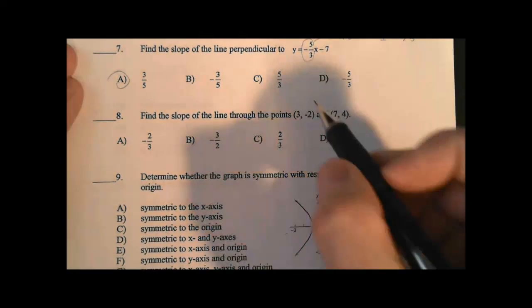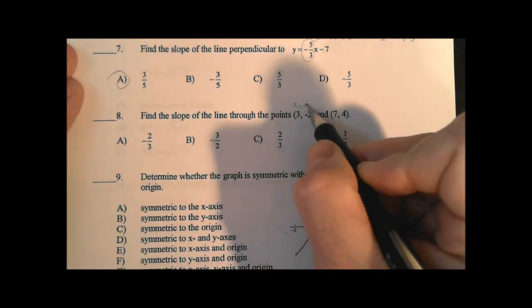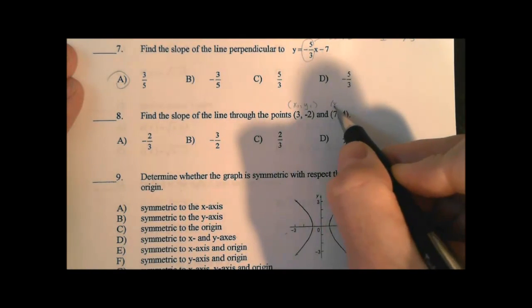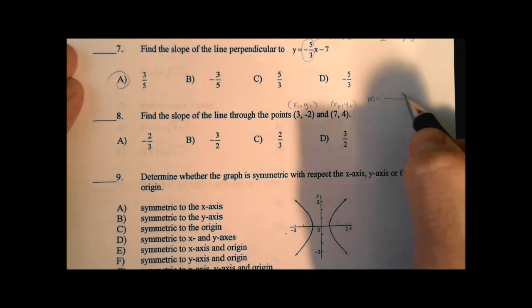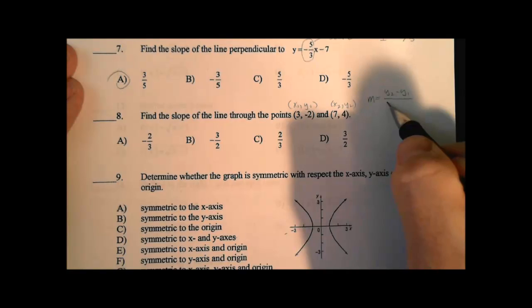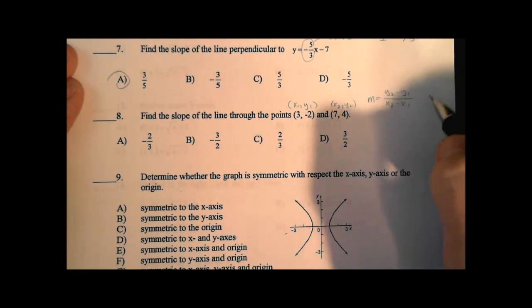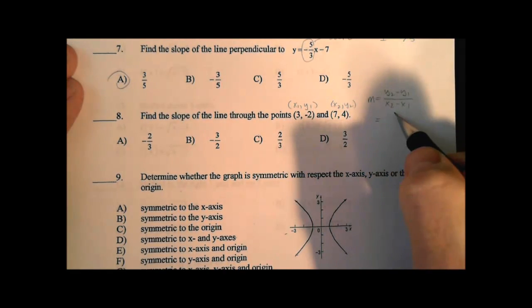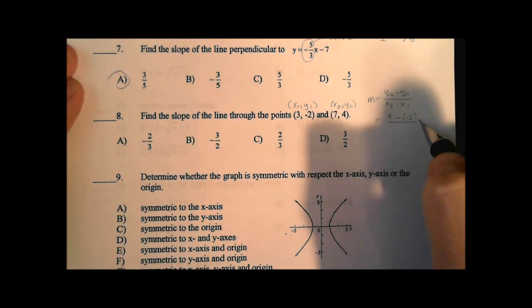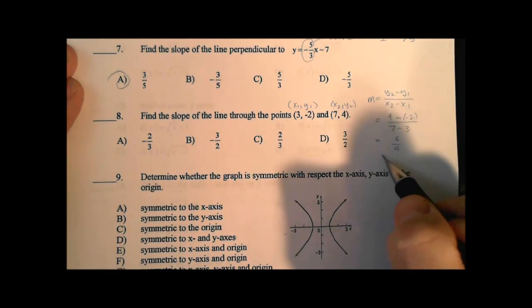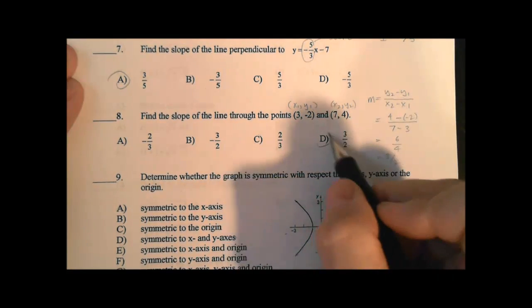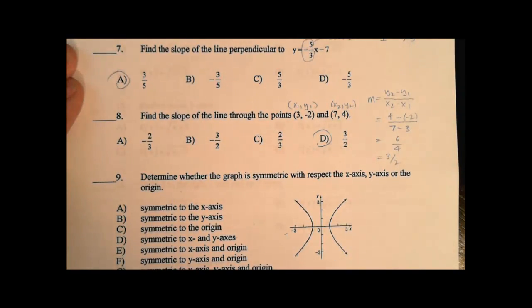The slope of the line through these points, and again, these points are labeled x1, y1, and x sub 2, y sub 2, and the formula for slope, difference in y values divided by difference in x values. In our case, the slope will be the difference in y values, 4 minus negative 2 over 7 minus 3, which is 6/4, or 3/2. The correct answer would be D.